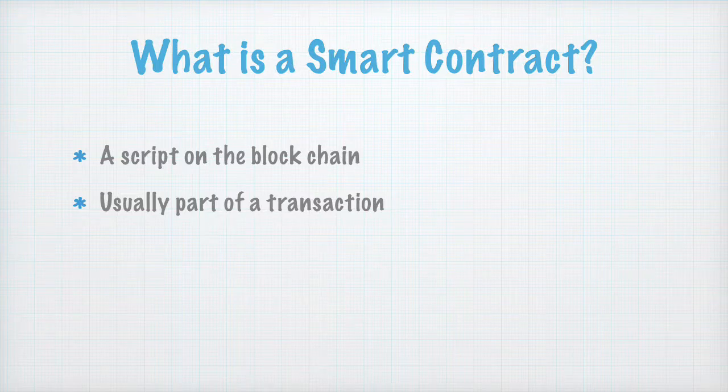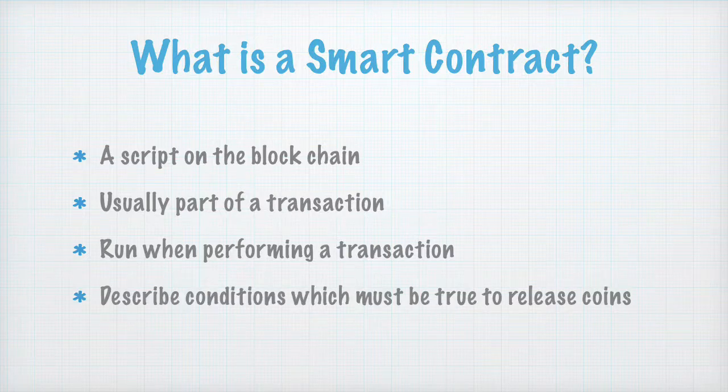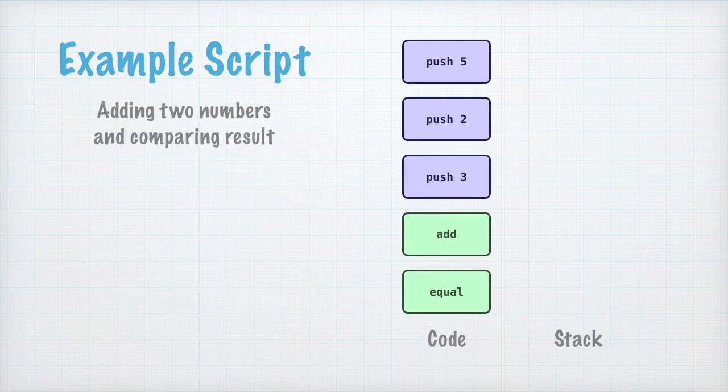They're not code that just keeps running like a web server. Rather, they're run in response to something, such as performing a transaction, which is the case for Bitcoin. And they describe conditions which must be true to release coins. Before I look at how this works, I just want to give you an idea of how the script language works in Bitcoin.